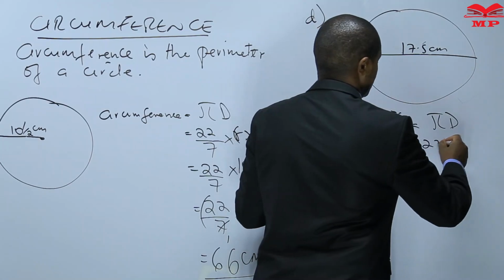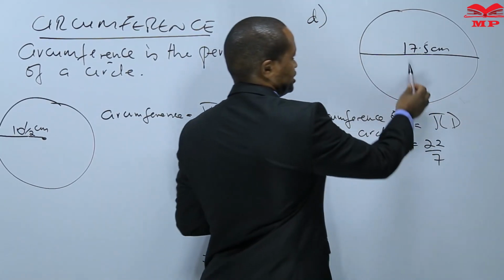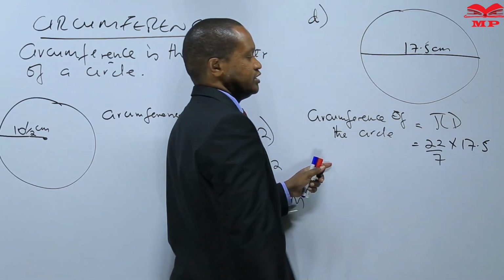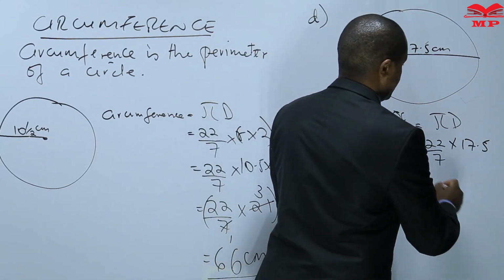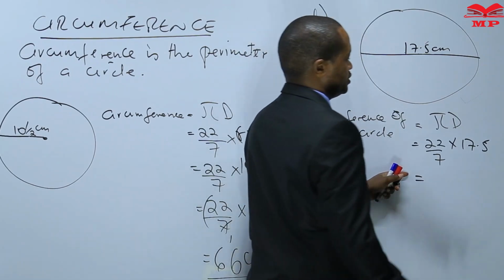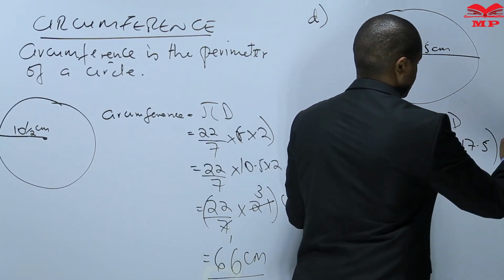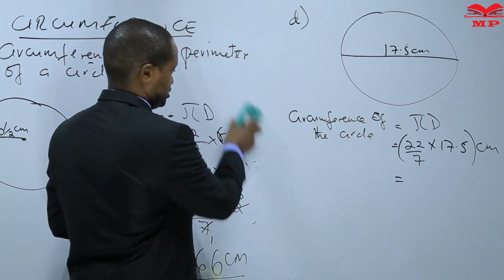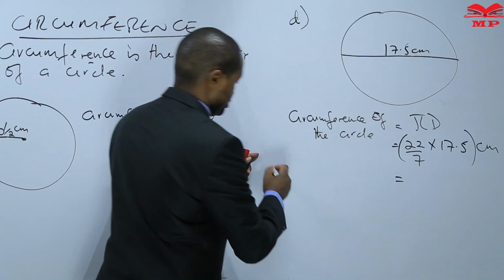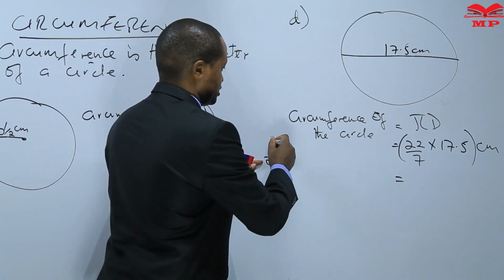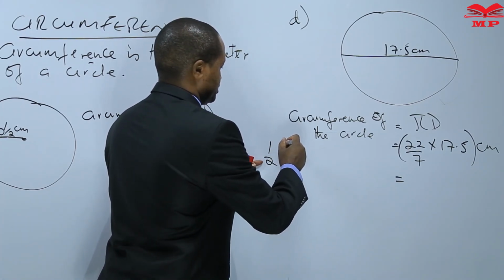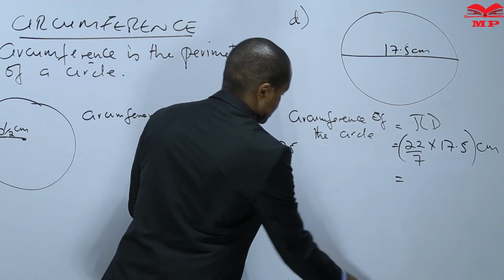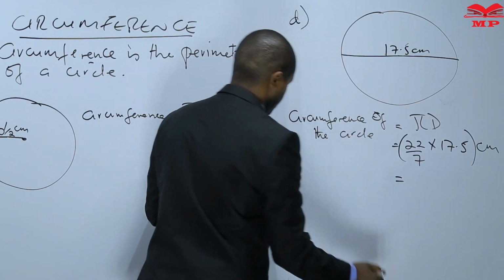Pi is 22/7 and the diameter is 17.5 centimeters. So this will be equal to 22 over 7 times 17.5. These are centimeters. Let us go the long route.